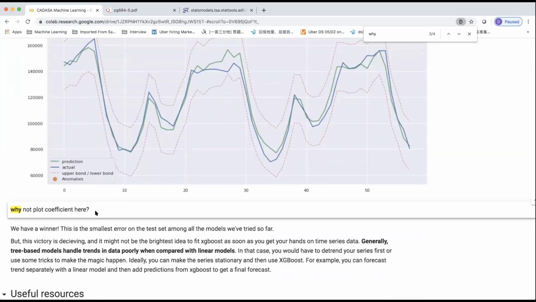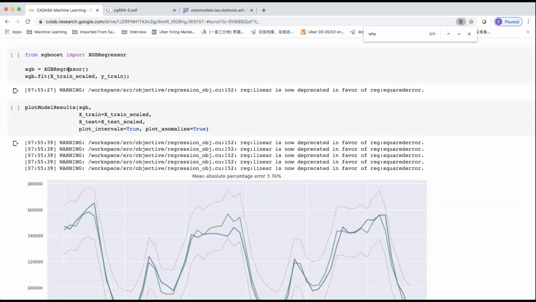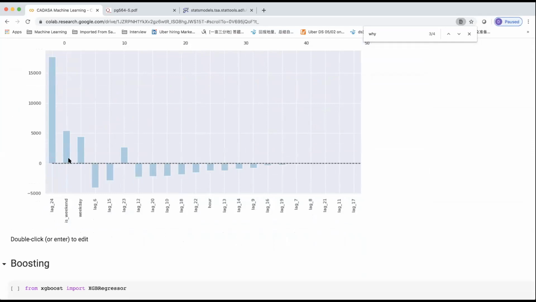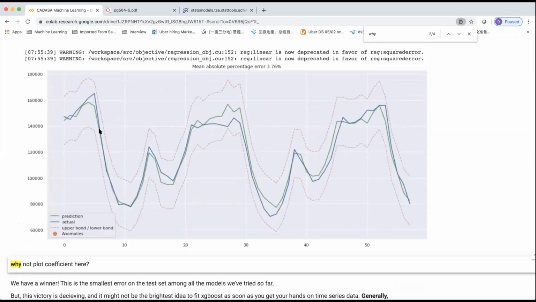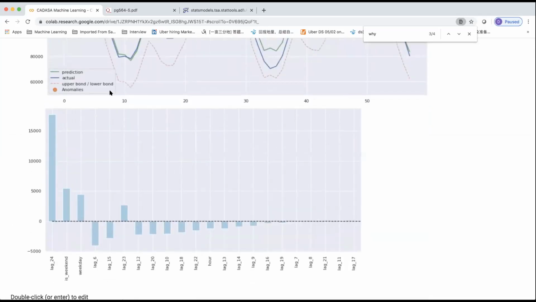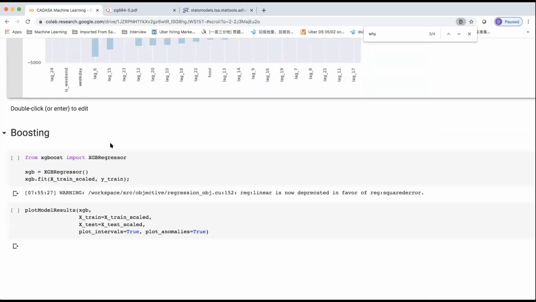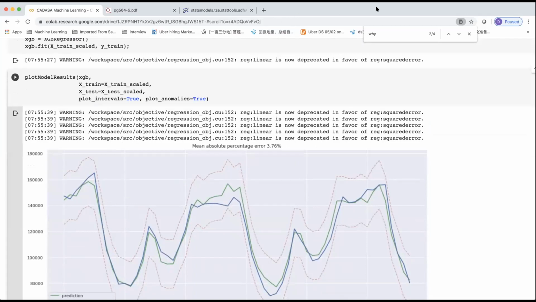Just the last question here. For the previous models, as you can see, for all the models we can predict, we can draw the coefficients. But for XGBoost, we didn't draw this graph. Why not just draw the coefficients with XGBoost? Why do we only have this graph, not this graph, for XGBoost? Any idea here?